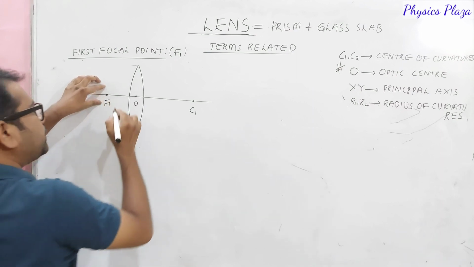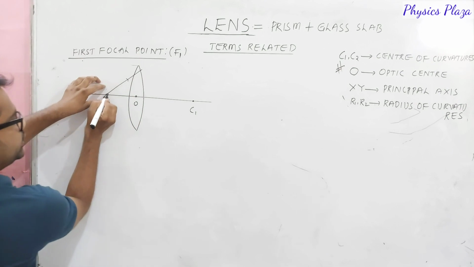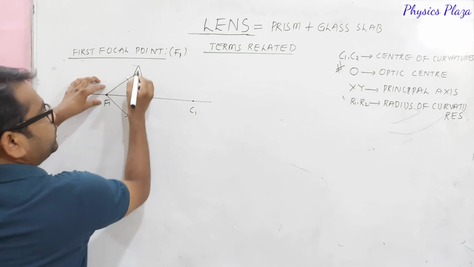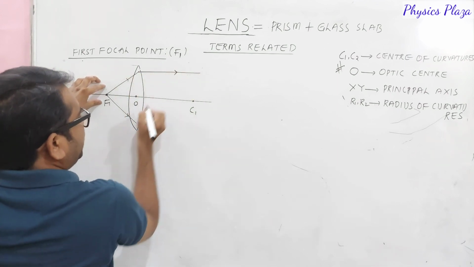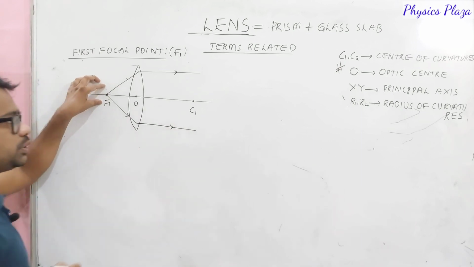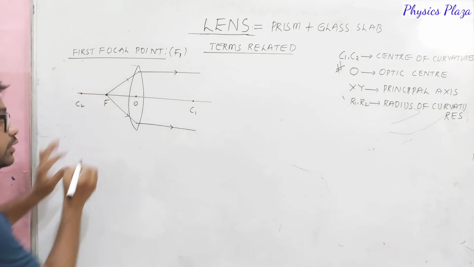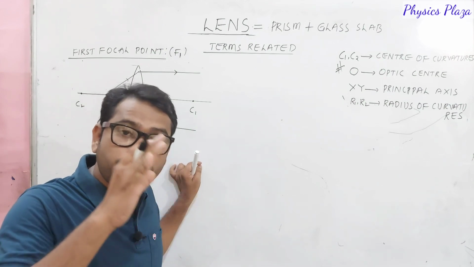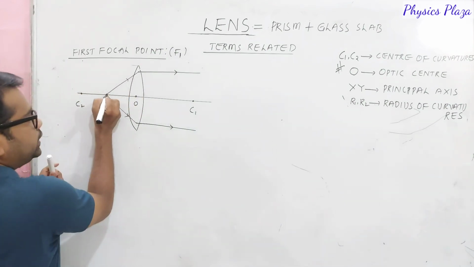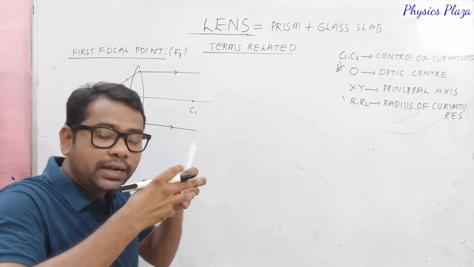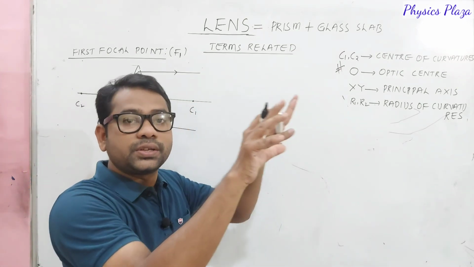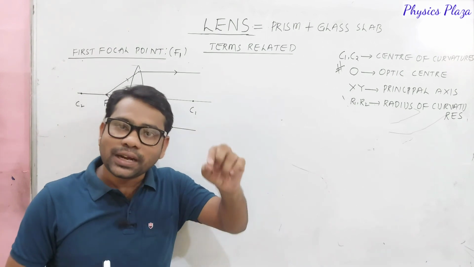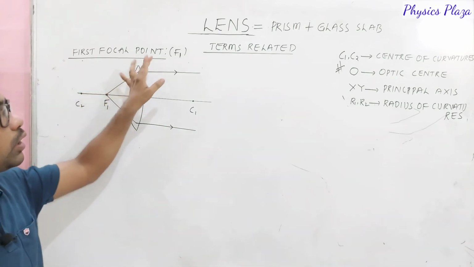For example, from that particular point, whatever light rays are coming like this and are incident on a convex lens, after refraction, if they are going parallel to the principal axis, then that particular point on the principal axis is called the first focal point. Let me repeat once again what the first focal point of a convex lens is. It is a point on the principal axis from where the light rays come and are incident on a convex lens so that after refraction they move parallel to the principal axis. That point on the principal axis we call the first focal point.